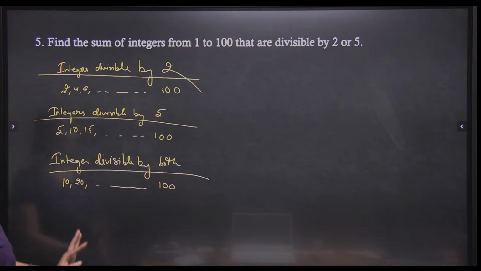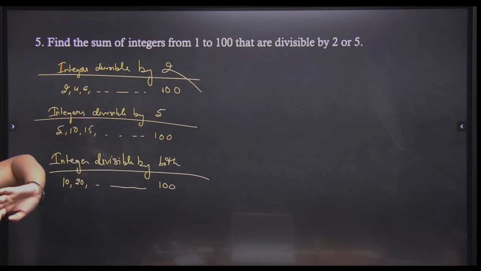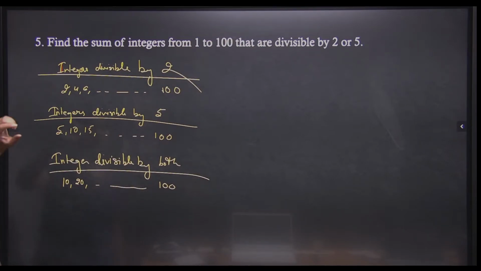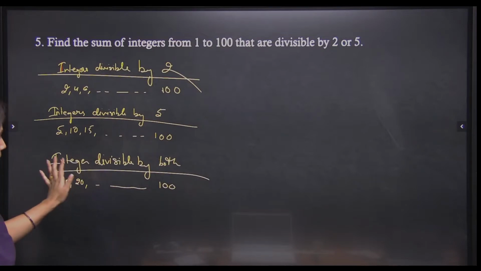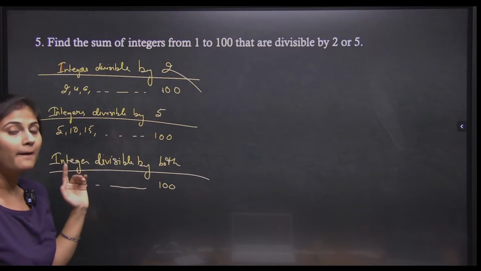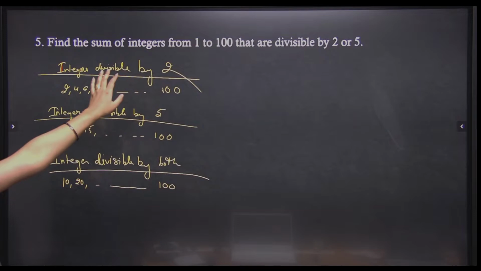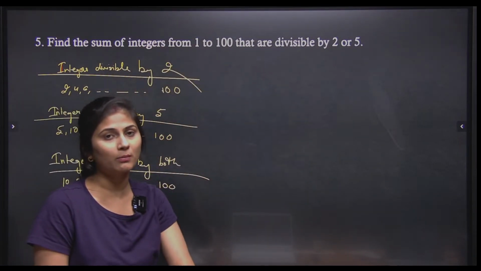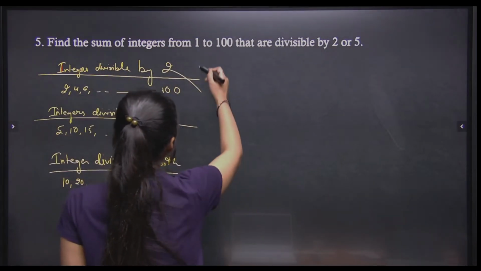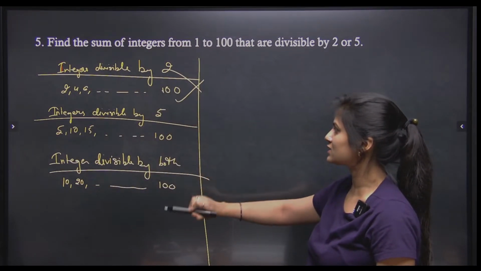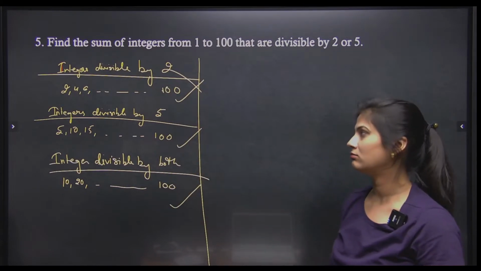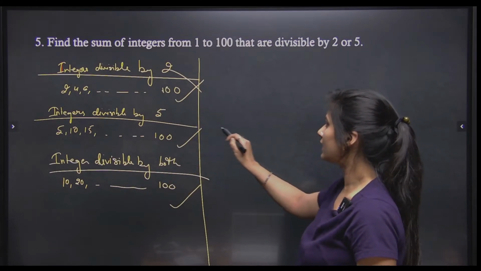Now see, the question says that you have to find the sum of integers from 1 to 100 that are divisible by 2 or 5. So first of all, I have to find the sum of all the integers which are divisible by 2, then the sum of all the integers which are divisible by 5, and then I have to subtract the integers which are divisible by both. So for finding the sum, first of all, we should know the number of terms. Do we know the number of terms in this part, and in this part? No. So first of all, we have to find n.